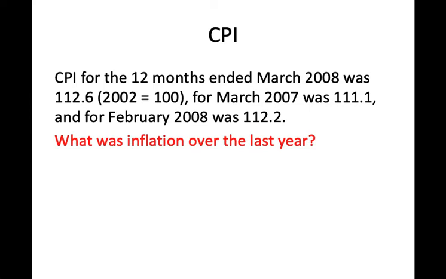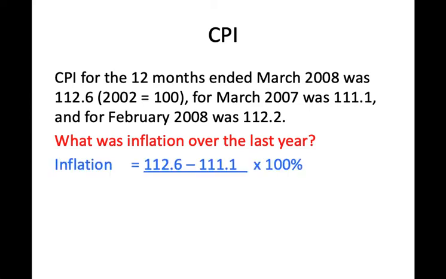So what was inflation over the last year? If we look at the previous values that we've been given, CPI for the 12 months ended March 2008 was 112.6. CPI for the 12 months ended March 2007 was 111.1. And so 112.6 minus 111.1 divided by 111.1, times 100%, equals 1.4%. And so inflation over the year, over the 12-month time frame, is 1.4%.